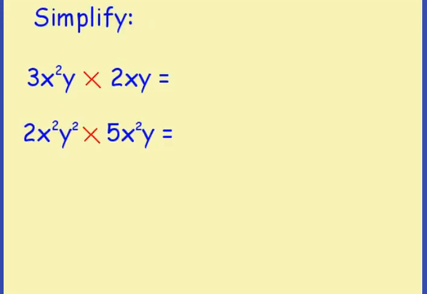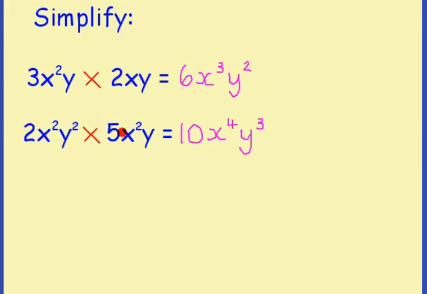This is the last bit. Press pause, try them, and press play when you're ready for the answers. So 3 multiplied by 2 is 6, x squared multiplied by x is x cubed, and y multiplied by y is y squared. So our answer is 6x cubed y squared.